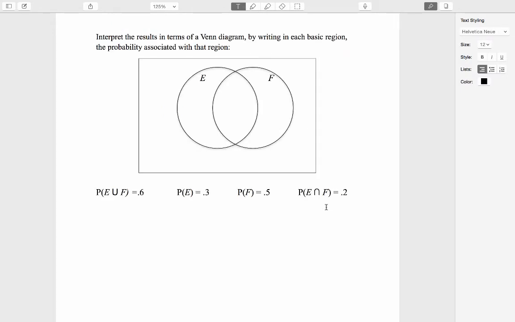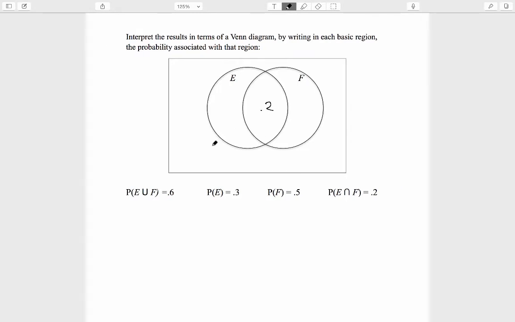By interpret the results in terms of a Venn diagram, I mean write in each basic region the probability associated with that region. Along here are written all the probabilities that we've thought about thus far in this problem, and we start by asking, of the probabilities we know, which, if any, is the probability of a single basic region? There are 4 basic regions in this diagram, and of these probabilities, only the last one, only the probability of the intersection, is the probability of a single basic region. And therefore we write 0.2 into that region, and we proceed by working outward from there.